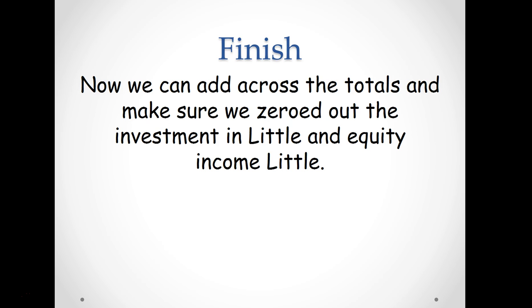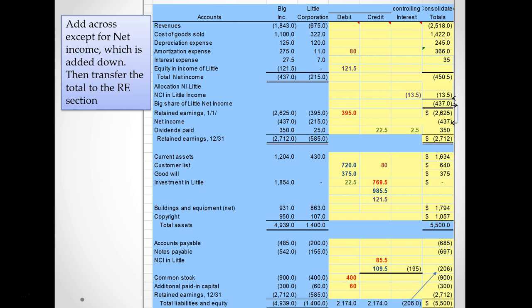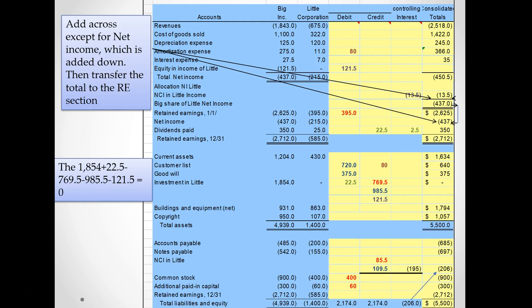Now we can finish. We're going to add across, except for net income, which is added down, then transferred the total to retained earnings. And we notice that if we take the 1854 plus the 22.5 minus the 769.5, the 985.5, and the 121, it equals 0, which means we've zeroed out the investment account. That's when we know we've done okay.